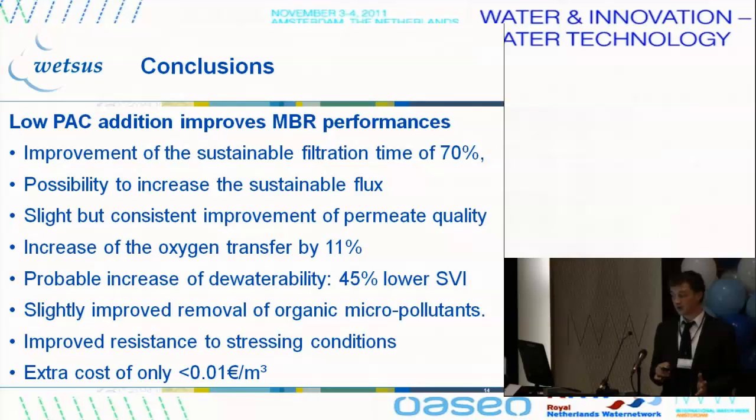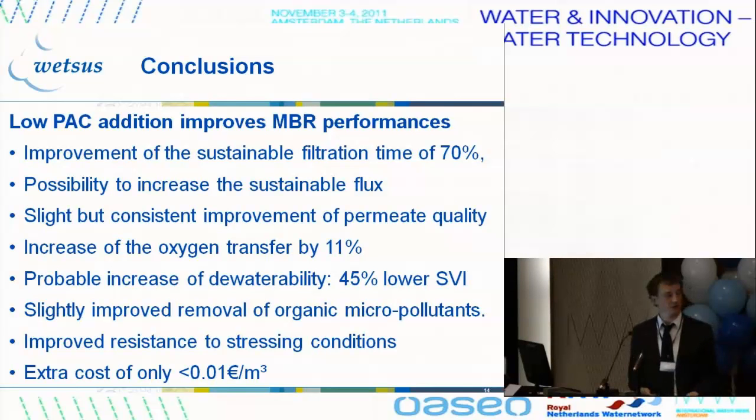The increased oxygen transfer by 11% is very interesting because in wastewater treatment plants, the aeration, the cost of putting your air through your blower, is a big chunk of the energy costs. So if you can increase your oxygen transfer, it means that you need to provide less air to get the same oxygen towards the sludge.